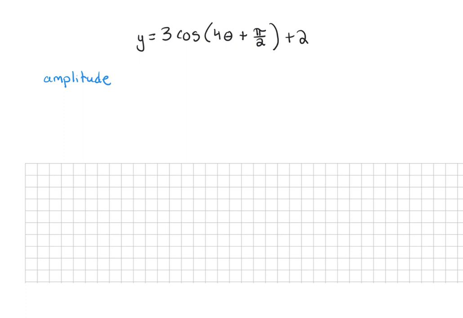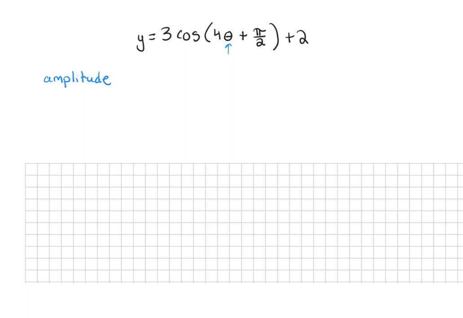Okay, so here's the cosine function. One small thing that I changed is instead of x, I just used theta. I like to throw that in there. Students sometimes get freaked out by it, but just remember, theta is a variable. Theta is x. You can interchange them.